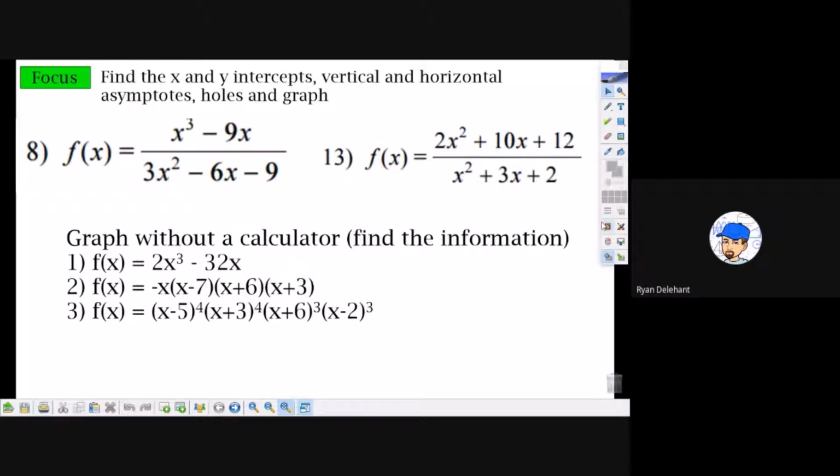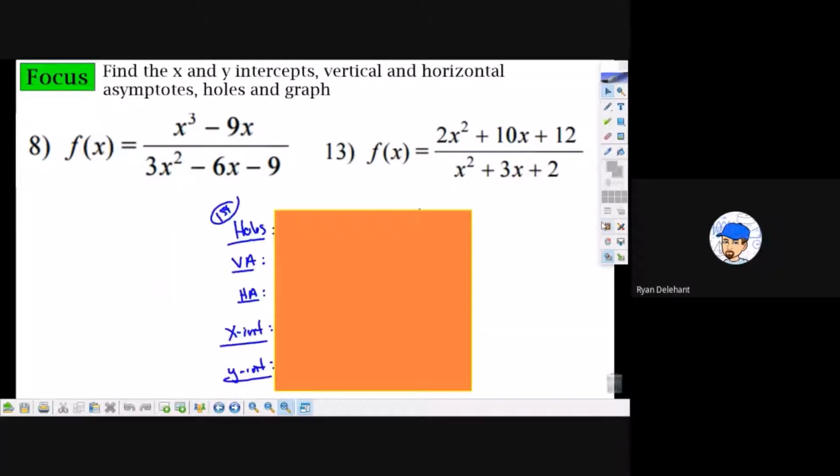So we're reviewing all the stuff from last week. We've got key features of rationals and the polynomial sketching, okay? So let's do them one at a time. Let's talk about the key features of the rational stuff first.